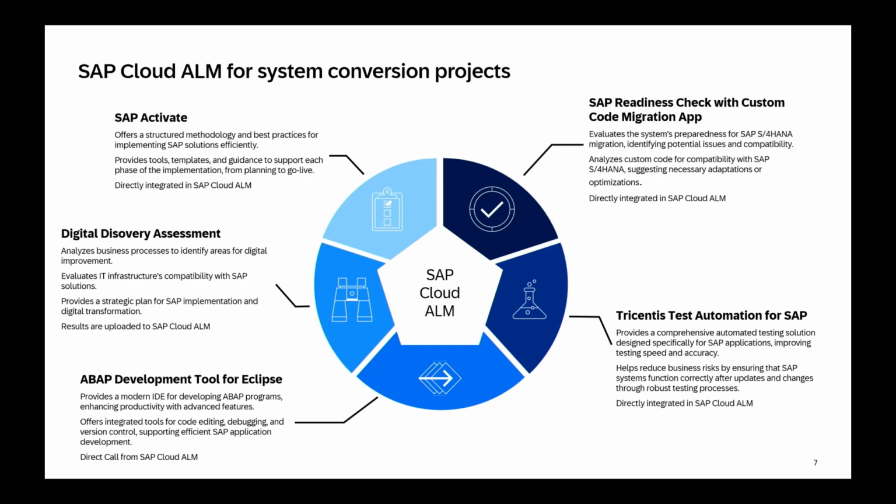And then the last topic on the lower part is the ABAP development tool for Eclipse, or just simply called ABAP in Eclipse, which is the central environment for the developers where they can make code adjustments. And we have now the integration from the readiness check to ABAP in Eclipse that makes the whole adjustment of the custom code to make it S4 compatible as easy as possible.